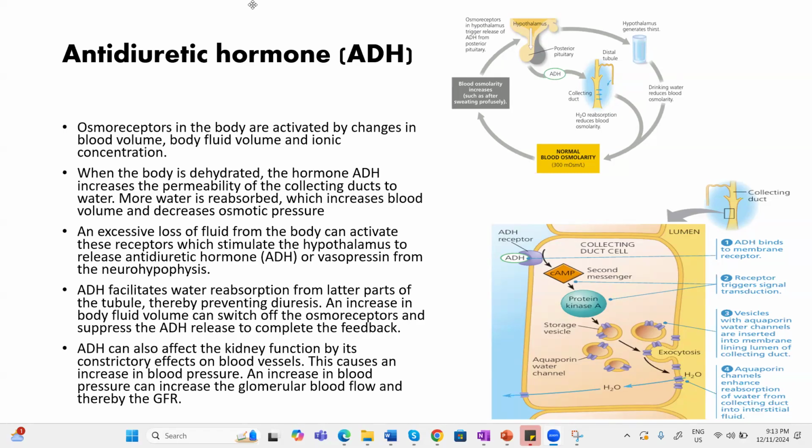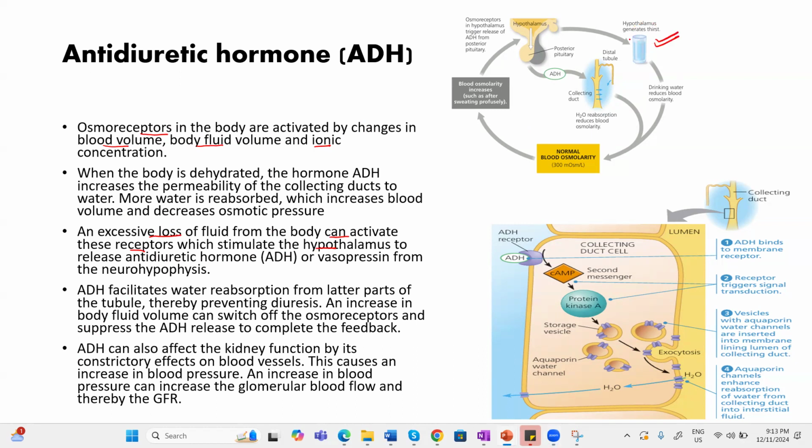In this video, we are going to study regulation of kidney function. Now see here, osmoreceptors present in the hypothalamus are activated when there is a change in the blood volume or body fluid volume or ionic concentration. So when there is excess loss of fluid, they will activate these receptors. These receptors are present in the hypothalamus, and the hypothalamus will first generate thirst.